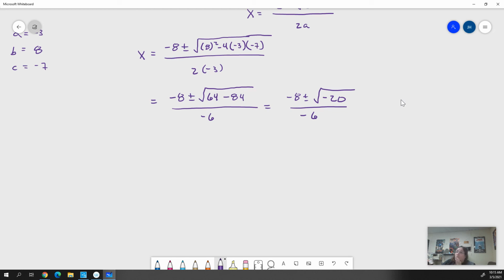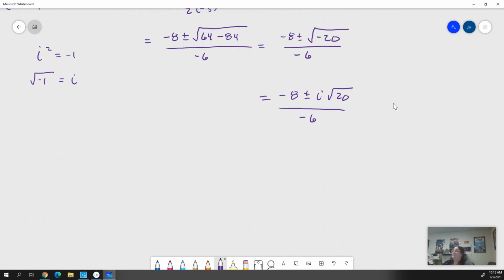We went over imaginary numbers. Remember, we had i squared equals negative 1, and the square root of negative 1 equals i. So ultimately, what we're pulling out is i, which will make it positive, right? So if I wrote this as negative 8 plus or minus i times the square root of 20, we got rid of that negative. Does that ring a bell now? We just had a test on it not that long ago.